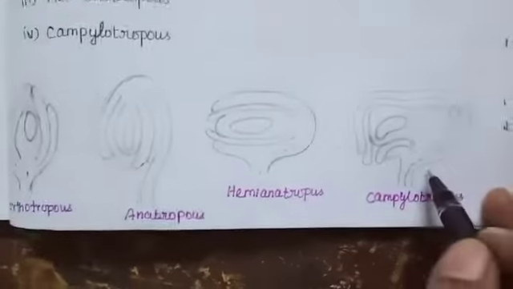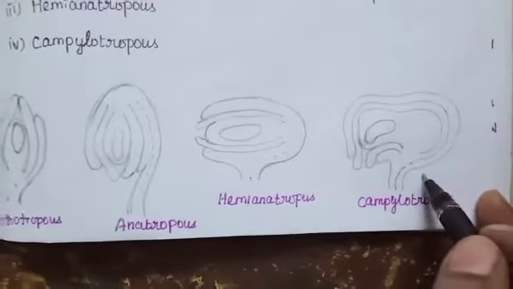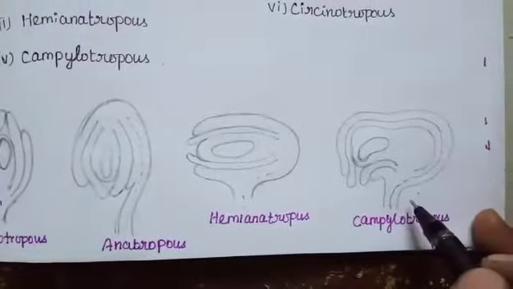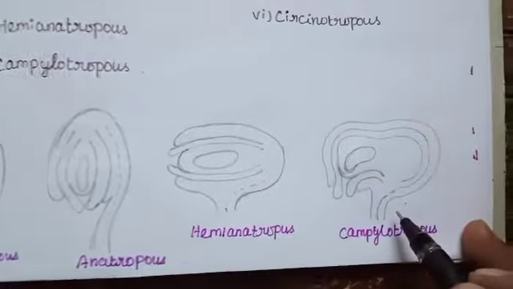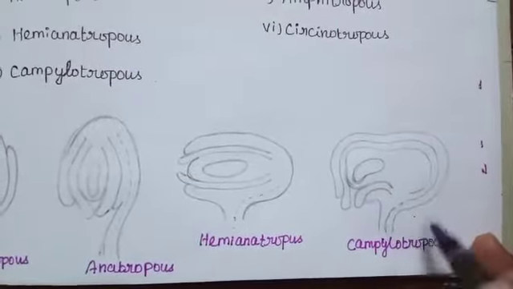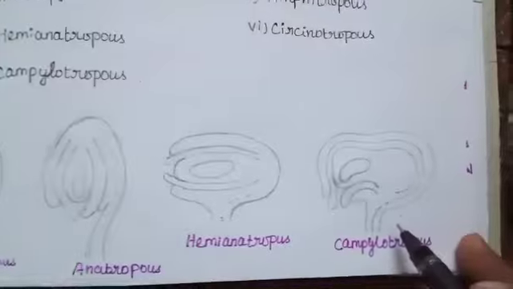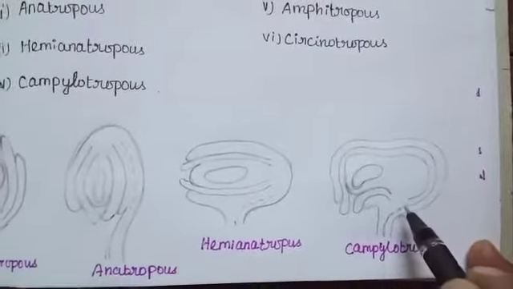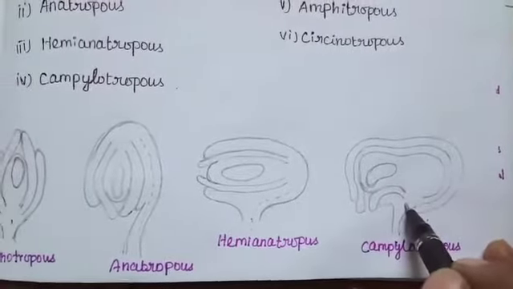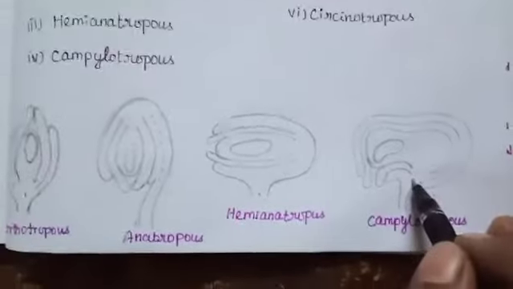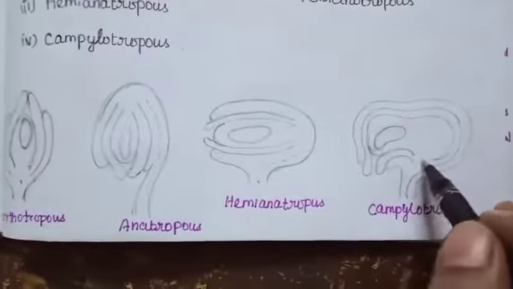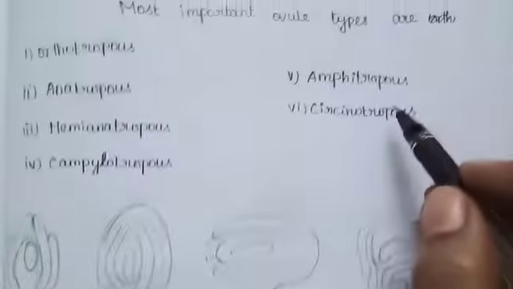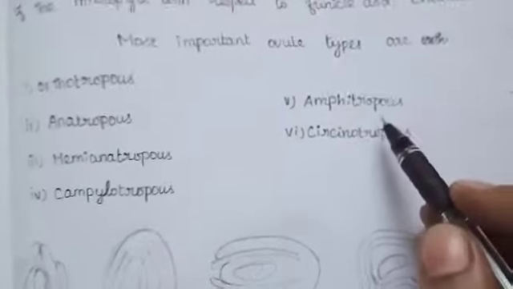Structure of campylotropous: the embryo sac is slightly curved. All the three, hilum, micropyle and chalaza, are adjacent to one another. Example, Leguminaceae. Do you know very well? Leguminaceae family. Next, in addition, two more types of ovules, amphitropous and succinotropous.